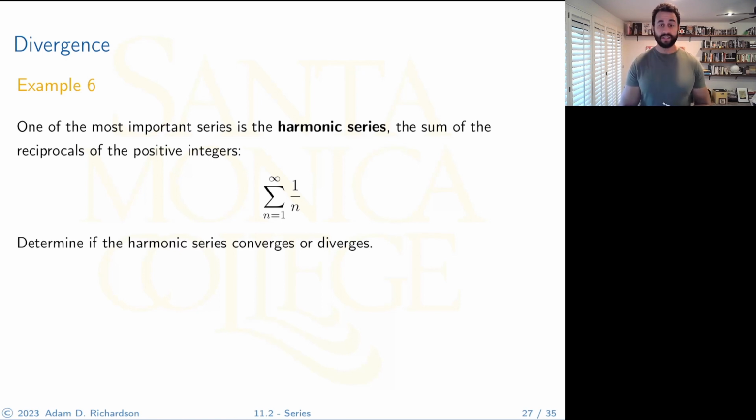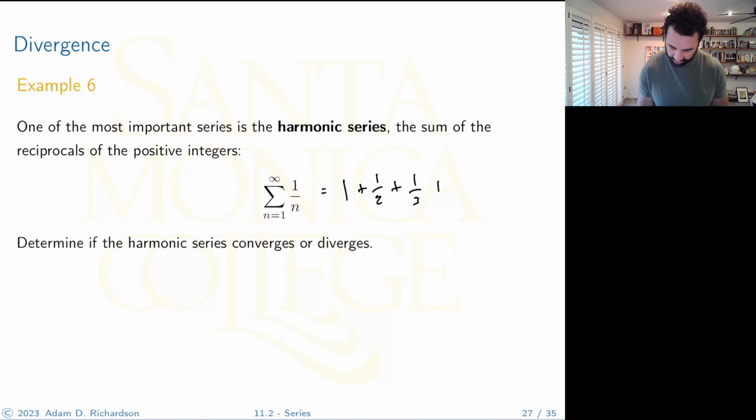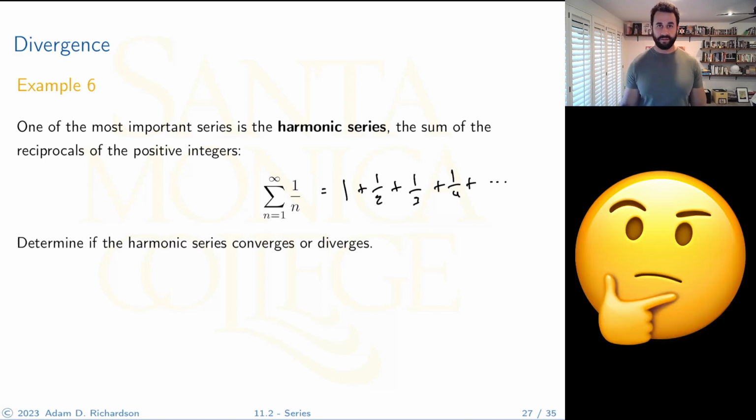So let's look at the series first. This series right here is one of the most important series in math. It's called the harmonic series. It is the sum of the reciprocals of the positive integers. So in particular, this is equal to 1 plus 1 half plus 1 third plus 1 fourth forever. The harmonic series. Let's determine if it converges or diverges. Actually, let you ponder it for a minute. Do you think it converges or do you think it diverges? What do you think?